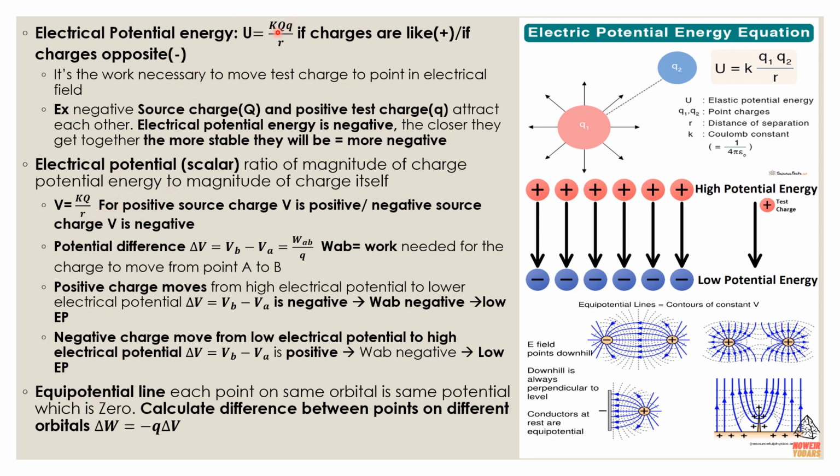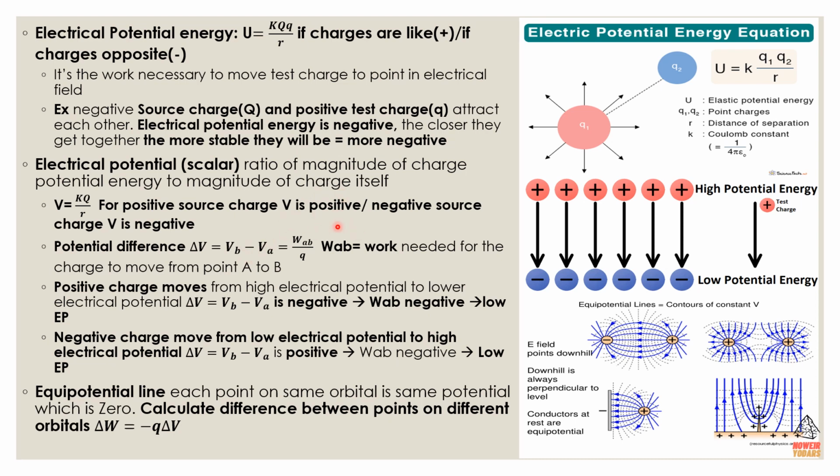It's similar to potential energy, except here there is no test charge. So for a positive source charge, if Q is positive, then V is positive. And if it's a negative source charge, then V is negative. And then in order to know the potential difference, it's equal to delta V, which is VB minus VA. So you've got two different electrical potentials, and it can also equal W_AB.